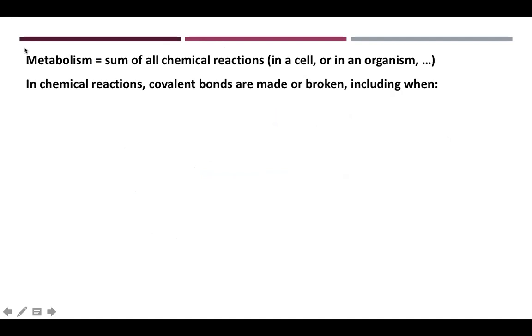So when we think of the word metabolism, that's when we are using a bunch of chemical reactions, either in a cell or in an organism. And in chemical reactions, covalent bonds, those bonds that make up a molecule, are either made, if we're making something, or they're broken. And these covalent bonds have stored energy in them. So stored energy is potential energy.